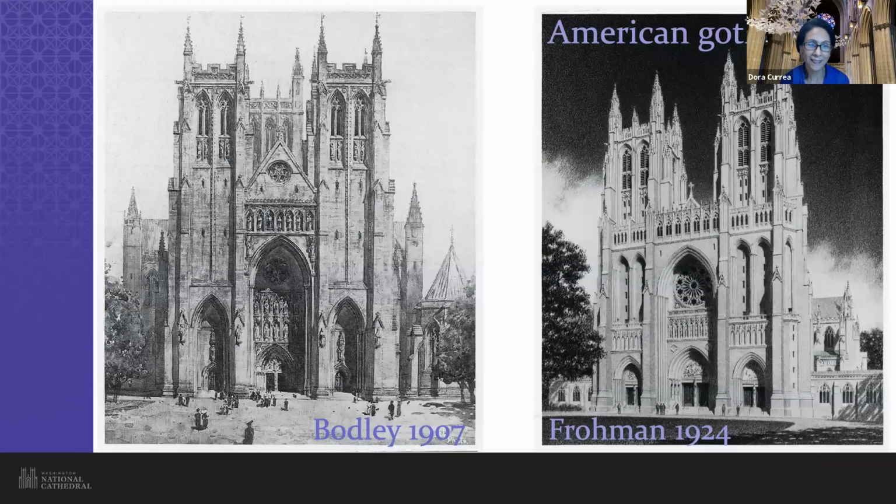In this slide, we'd like to show you two concepts for the facade of the building. The one on the left was done by then preeminent British Gothic architect, Mr. Bodley. And the one on the right was done by American architect Frohman. If you compare those two, you will see that the one on the right, done by our American architect, is much simpler, leaner. I would say it responds to a more contemporary and a more American aesthetic.